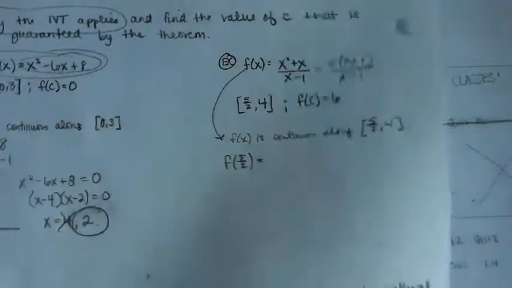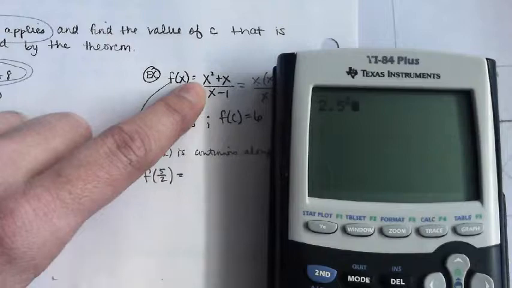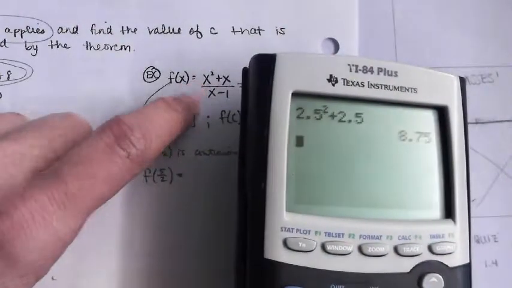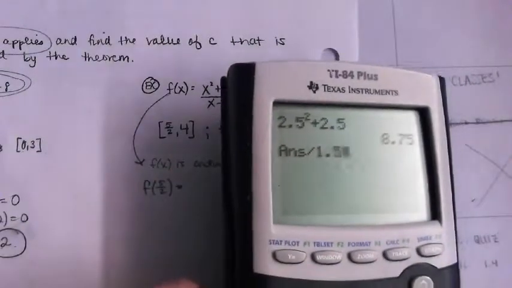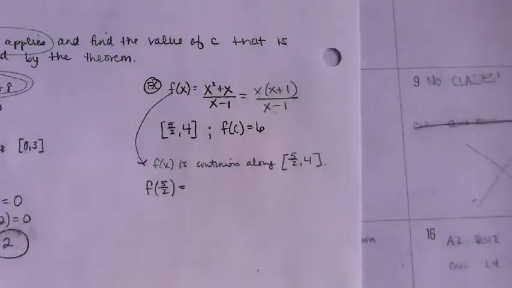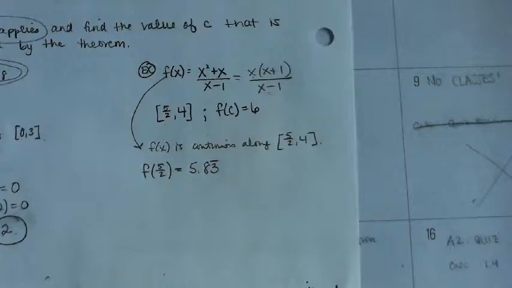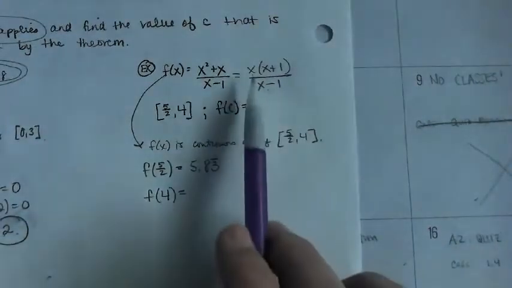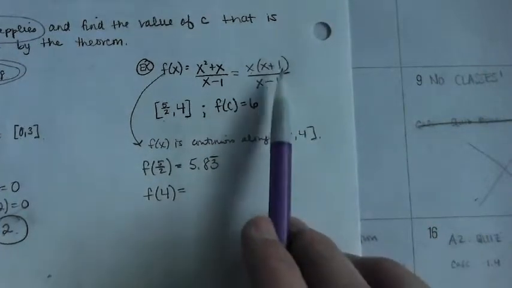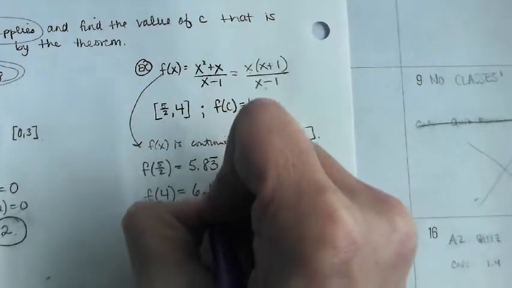This is probably going to be a calculator. So we're plugging in 2.5. So 2.5 squared plus 2.5 gives us our numerator, divided by 2.5 minus 1, which is going to be 1.5. So it says 5.83 repeating. And f of 4, times 5 is 20, 20 divided by 3, 6 2/3, 6.6 repeating.